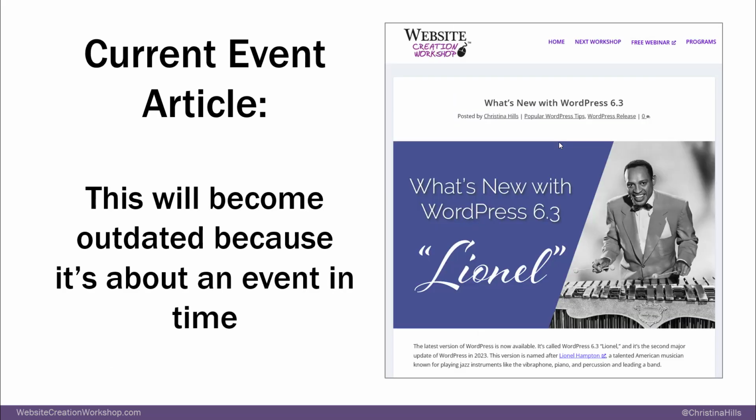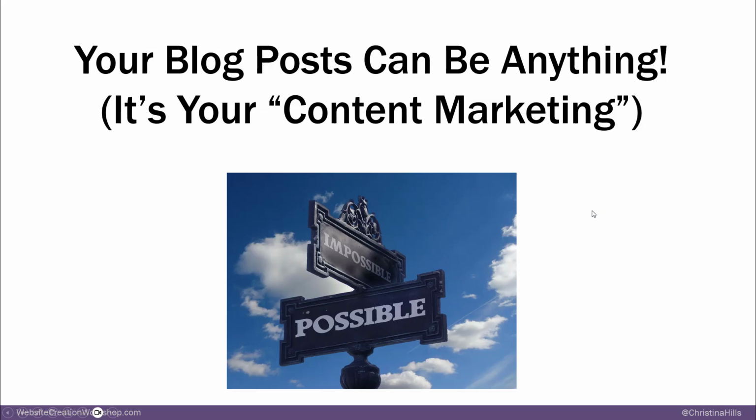Then I also have current event articles. A current event article will become outdated because it's about an event in time. Like I mentioned, the Super Bowl or the Academy Awards is an event in time. The Super Bowl and the Academy Awards happen every year, but when it's the middle of the summer, people aren't thinking about that. Anyway, when WordPress comes up with new versions, I always do an article about what's new in the latest version. And for those of you who don't know, this is sort of fun. I'm a jazz music aficionado. They name all their versions after a jazz musician. So this was named after Lionel.